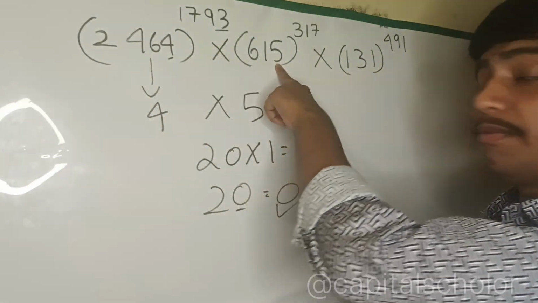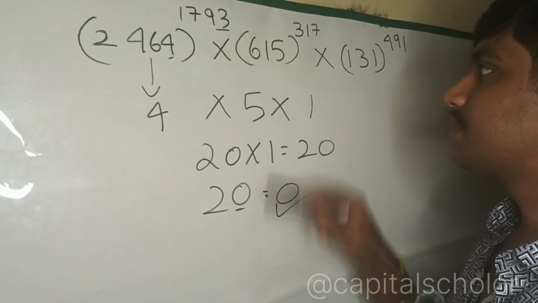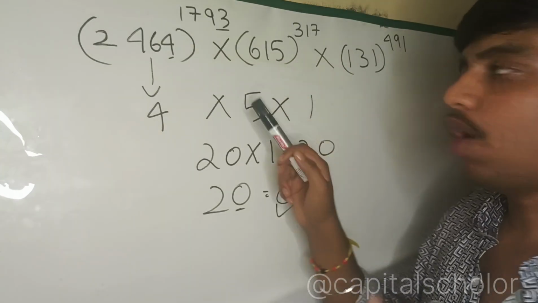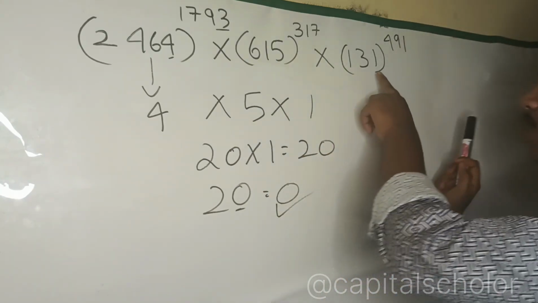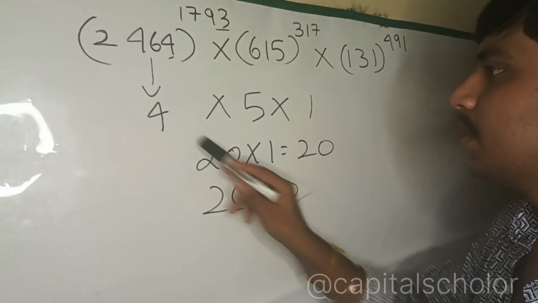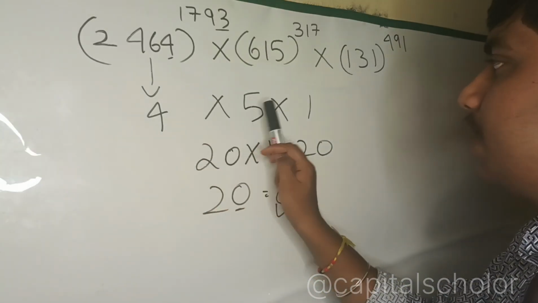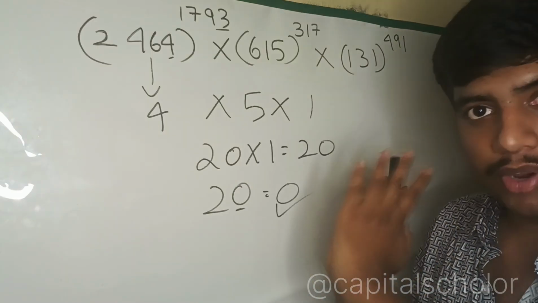In this case 5, in the cyclicity of 5, we have seen that if any number ends with 5, its power will always end with 5. So 5 is the answer. In the same way, 1 is always 1, 1 into 1 will be 1. So 1 is the answer. So we have to multiply them. 4 5s are 20. 20 into 1 is 20. 20's unit digit will be 0. So I hope you understand.